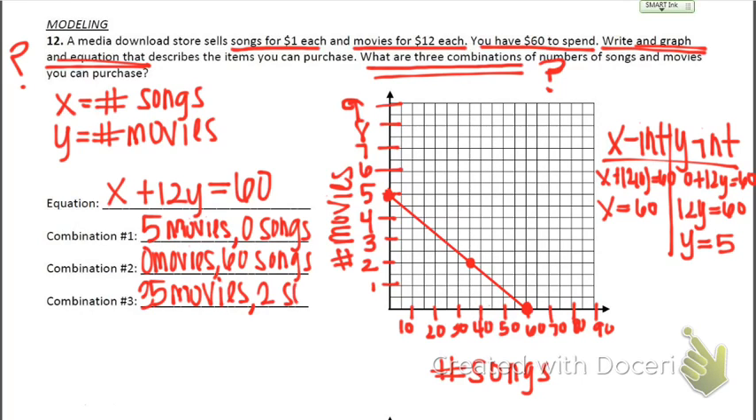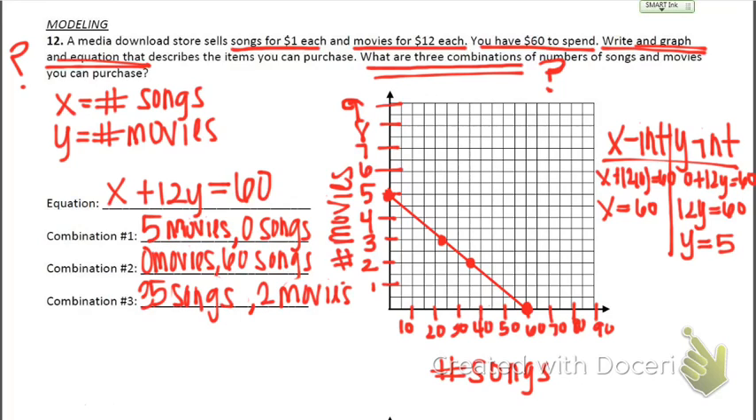Did anybody come up with anything else? Christian, what else did you come up with? 3 movies, 24 songs. That is on there. Oh, did I mix it up? It's 35 songs. Oops. That's a lot of movies. 35 songs, 2 movies. And then Christian found 3 movies, 24 songs.